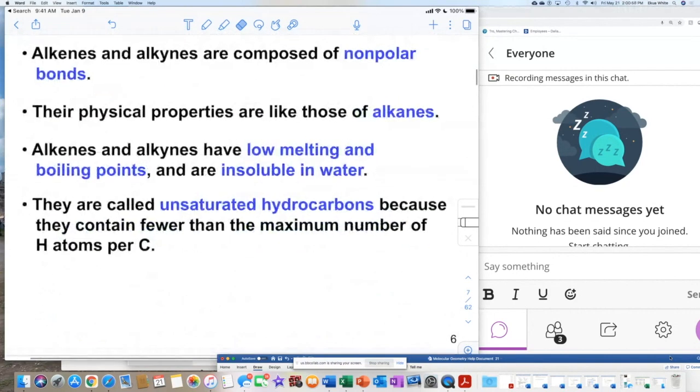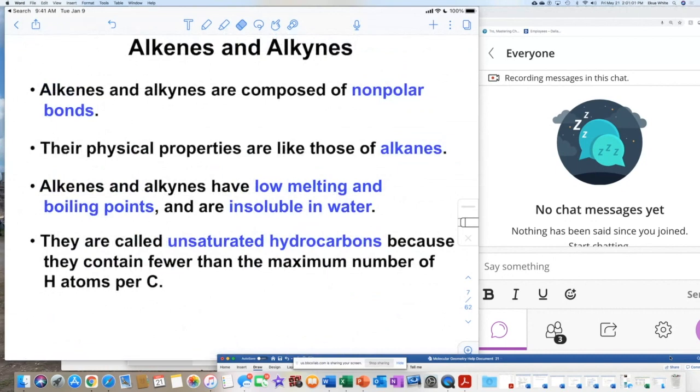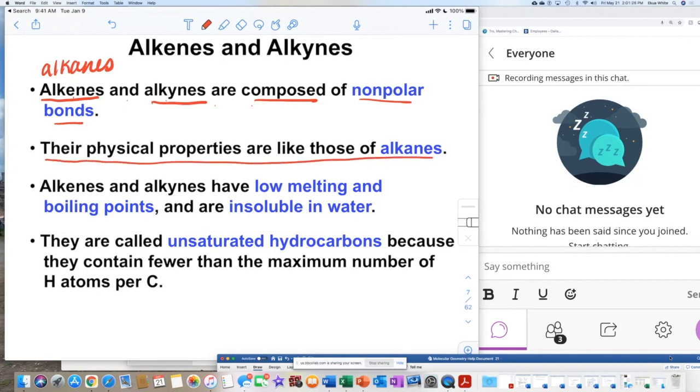Okay, so we're now moving on. Once again, we're learning these together. And this is a review of what we did yesterday also. Because remember, alkenes and alkynes are composed of nonpolar bonds. So are alkanes. This applies to alkanes also. So alkanes, alkenes, and alkynes are composed of nonpolar bonds. Okay? Their physical properties are like those of alkanes.